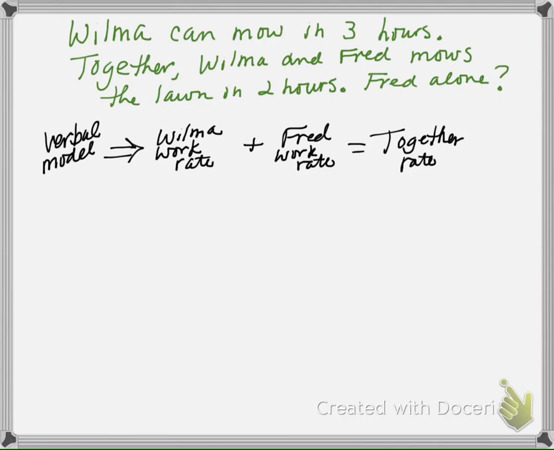All right, Wilma's work rate. She gets one job done in 3 hours. Fred's? 1 over X. We don't know. But their together rate is 1 over 2. We're not going to go ahead and solve this. You guys know how to solve it from here. Just want to make sure that you know how to set it up. Okay?